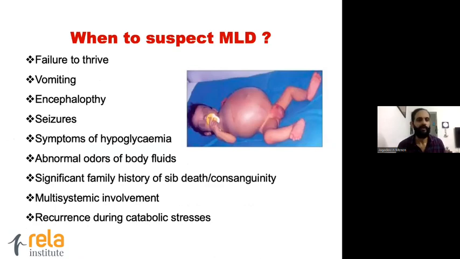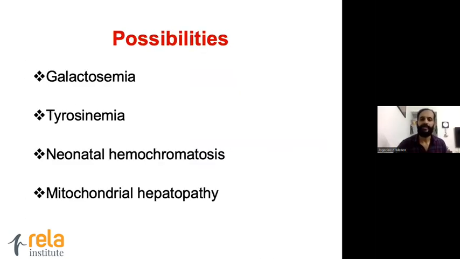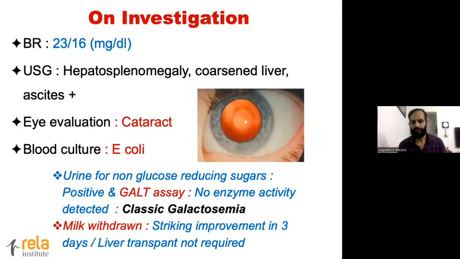When to suspect an inborn error of metabolism, I've already mentioned: vomiting, failure to thrive, encephalopathy, seizures, hypoglycemia, abnormal body odor, strong family history of sibling death, and multiple systems involvement. So at this age, we keep as higher possibilities galactosemia, tyrosinemia, gestational alloimmune disorders, even though it is slightly later for GALD, and also mitochondrial hepatopathy.